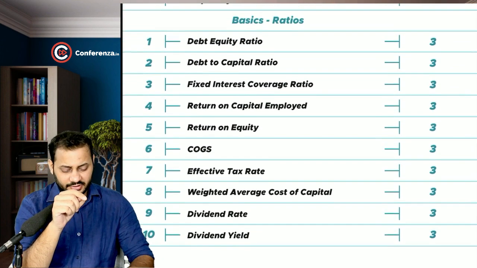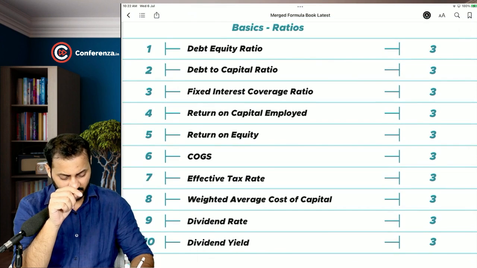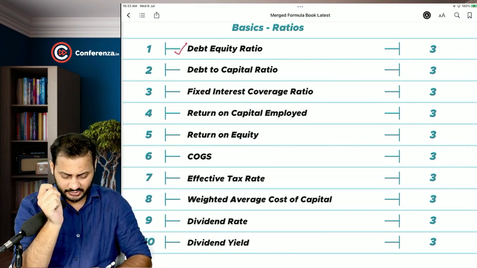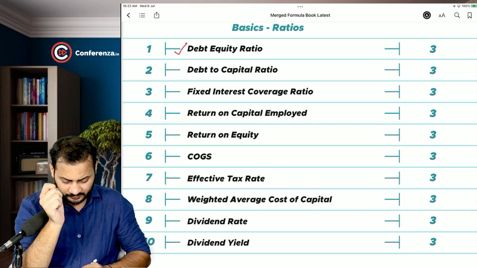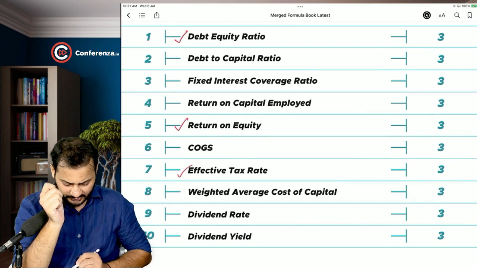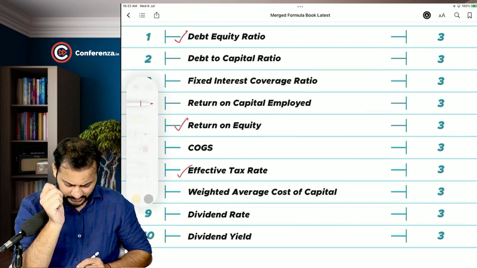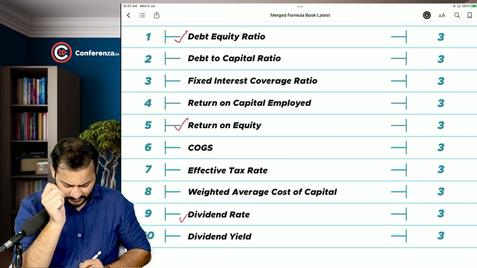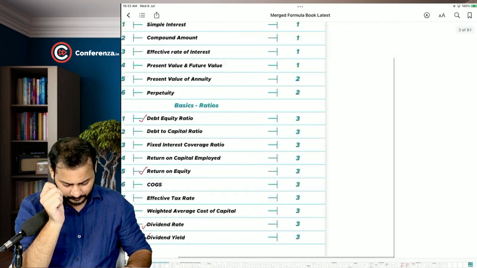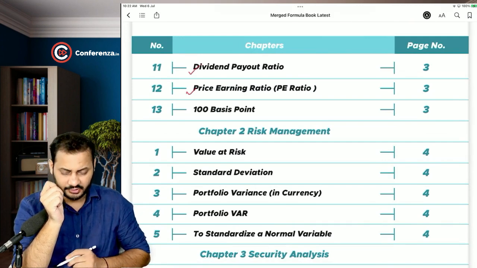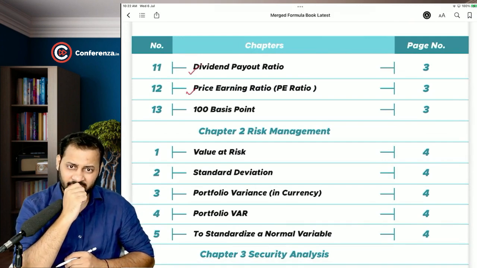In the basic ratios, I will just mark what ratios we have discussed till now. We discussed the debt equity ratio, the return on equity, and the effective interest rate. We discussed the dividend rate, dividend yield, then dividend payout ratio and price earning ratio. So these points have been covered till now.